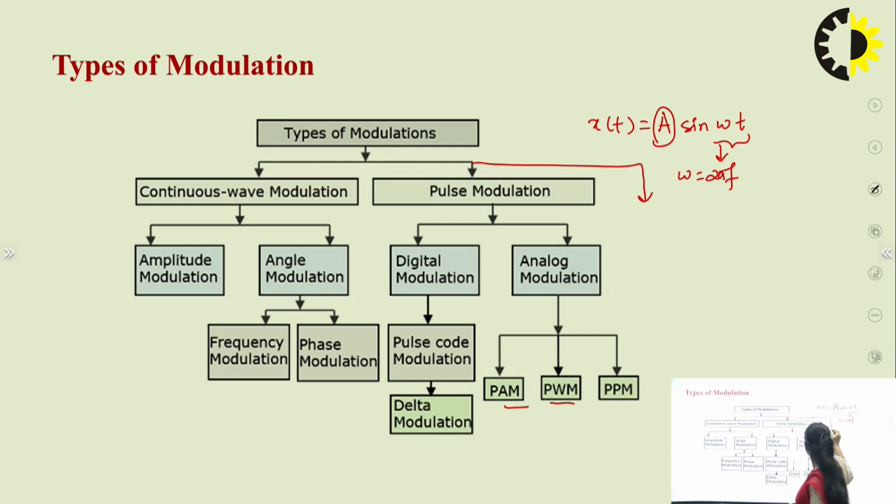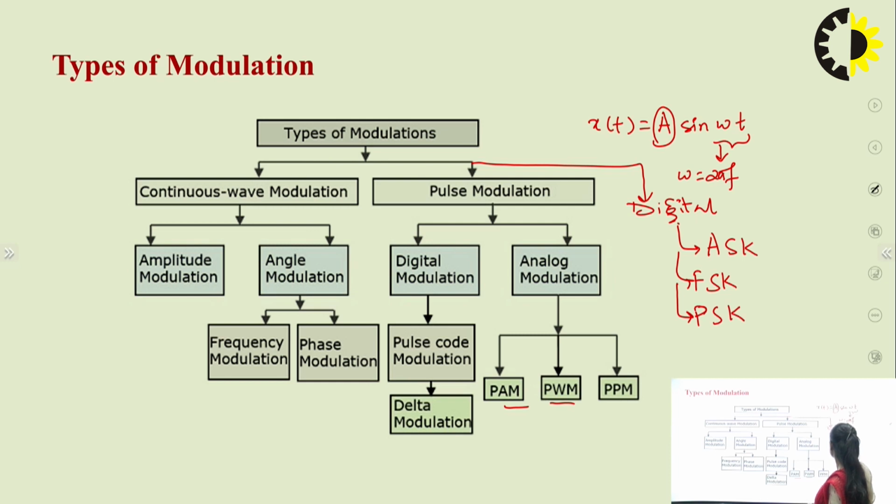Now, if I want to talk about the digital kind of modulation, digital modulation would include my amplitude shift key, frequency shift key, and phase shift key. These are the broad kind of digital modulation techniques that is to be included in the track, right? So we do have amplitude shift key, frequency shift key, and phase shift key. So this is the broad picture of how I can classify my modulation.